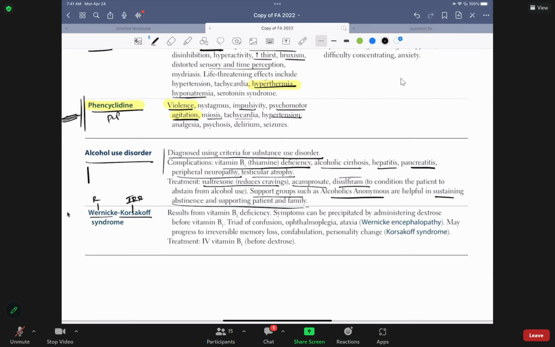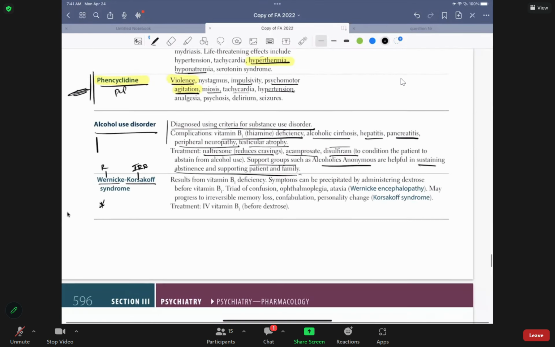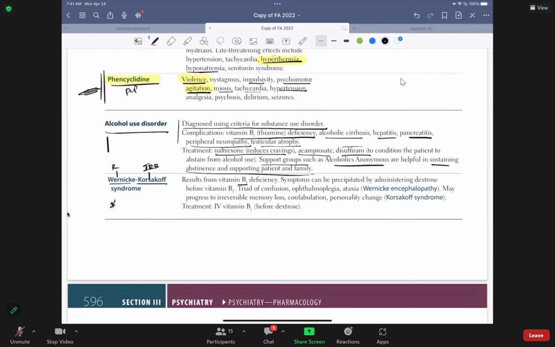Okay, Wernicke has certain symptoms, which are reversible. Korsakoff has certain symptoms which are irreversible. We're going to have to learn them. This is considered a high-yield topic, folks, because they link this to neurology, okay? Now let's take a look here. It comes from thiamine deficiency.